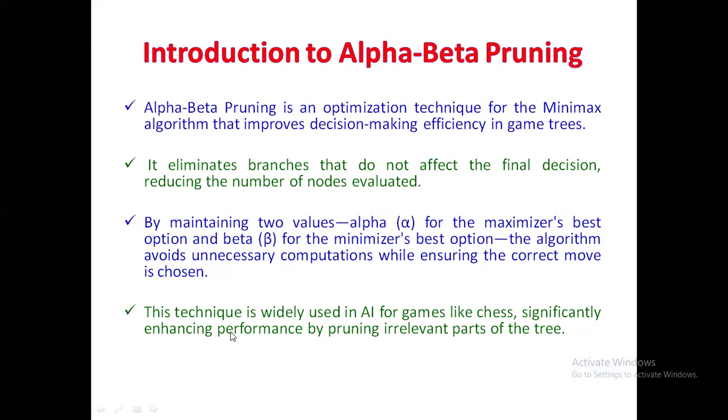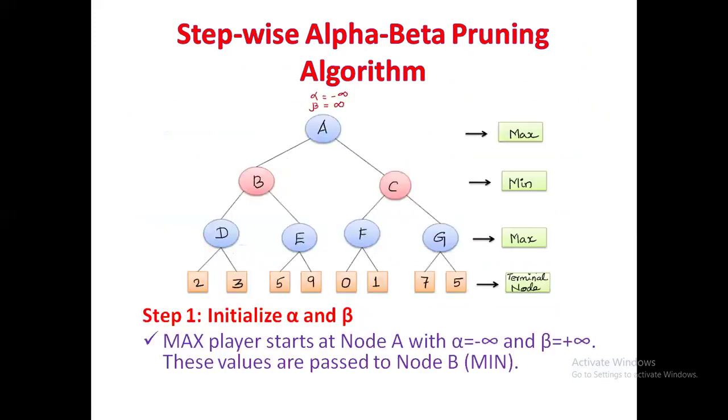Next, how it is being used in real world applications. Alpha beta pruning is extensively used in AI for strategic games like chess, where the number of possible moves can be overwhelming. By pruning irrelevant parts of the game tree, the algorithm enables AI systems to analyze more profound strategies efficiently. This technique not only speeds up decision making but also enhances AI performance, making it a crucial tool in game theory and competitive AI systems.